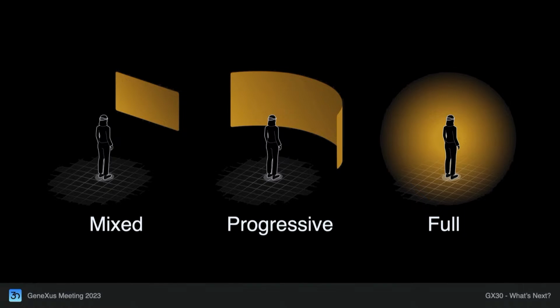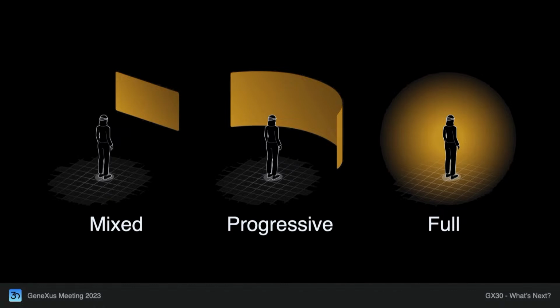The first one is mixed, what we call augmented reality. I can see all the space around me, and that's where I put my digital content. The extreme is the full mode. This is what we all know, like the helmets of virtual reality. I can't see anything around, just what I have there. And then we have an intermediate mode, which is progressive.